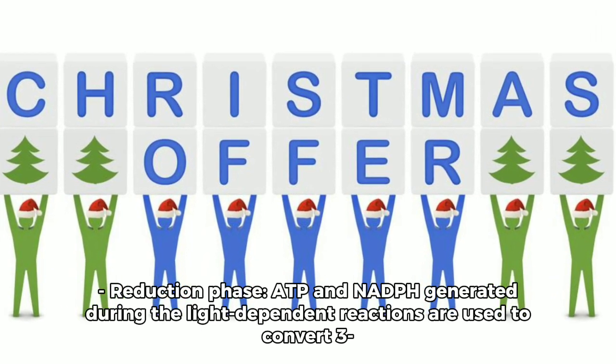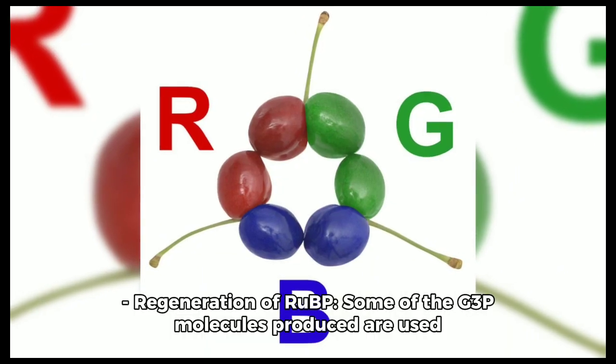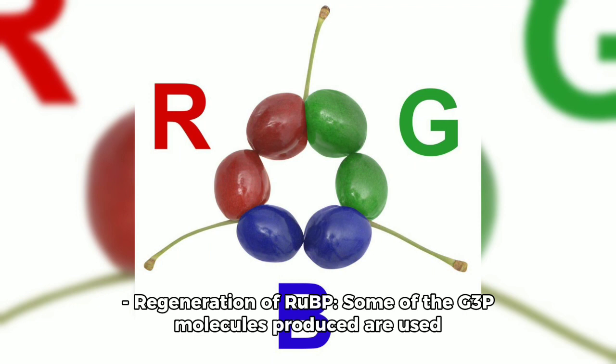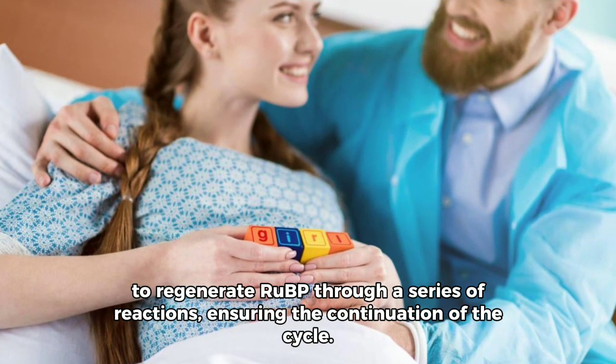Reduction phase. ATP and NADPH generated during the light-dependent reactions are used to convert 3-PGA into glyceraldehyde 3-phosphate (G3P), a 3-carbon sugar. Regeneration of RuBP. Some of the G3P molecules produced are used to regenerate RuBP through a series of reactions, ensuring the continuation of the cycle.